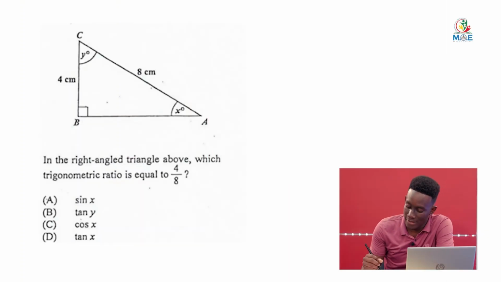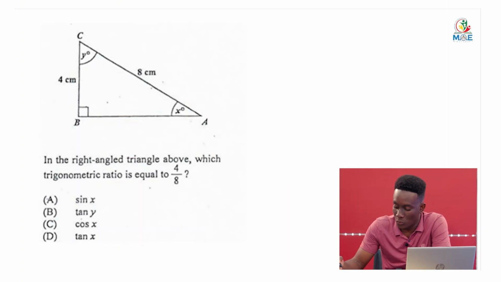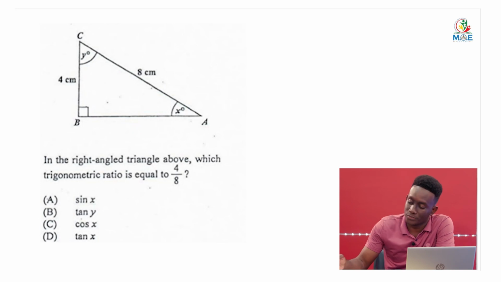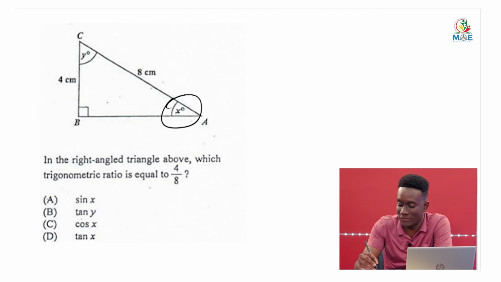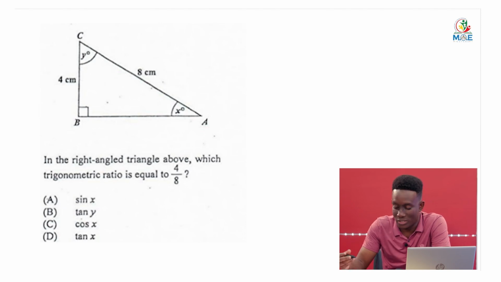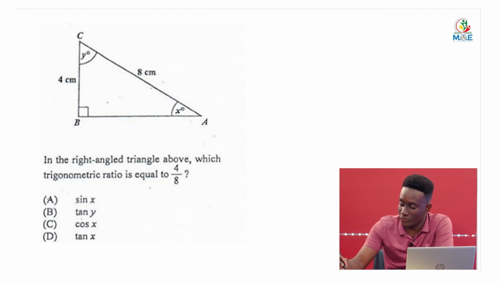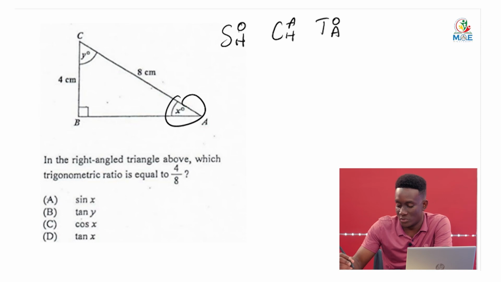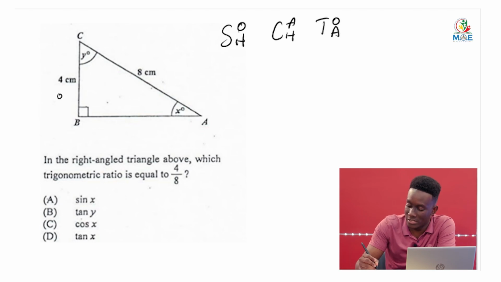In the right angle triangle above, which trigonometric ratio is equal to 4/8? We have the triangle here, with an angle X and an angle Y. So we have to decide which one we'll use the trig ratios for. We know the trig ratios are SOH CAH TOA: some old horses can always hear their owners approach. Let's deal with angle X first. For angle X, here is the opposite, and here will always be the hypotenuse.